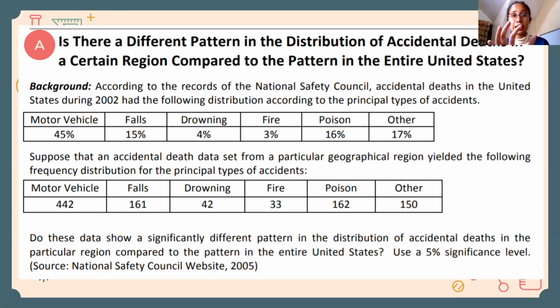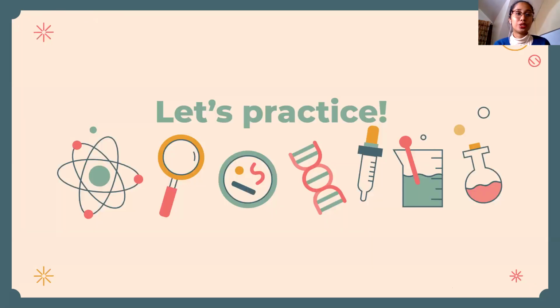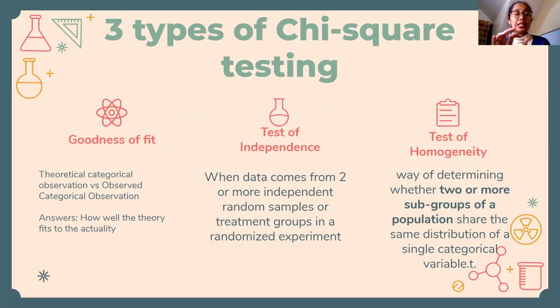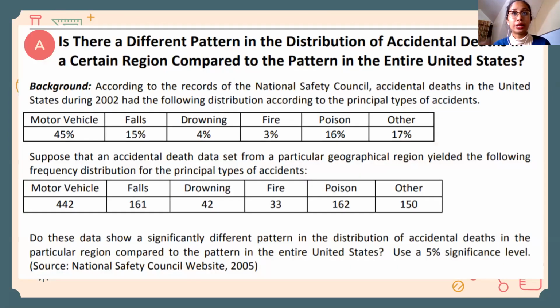Basically, they are comparing theoretical categorical observation and observed categorical observation. Yung theoretical dito, one more time, is the pattern in the entire US, and the observed value is the distribution of accidental deaths. Yan. So, ayun class.